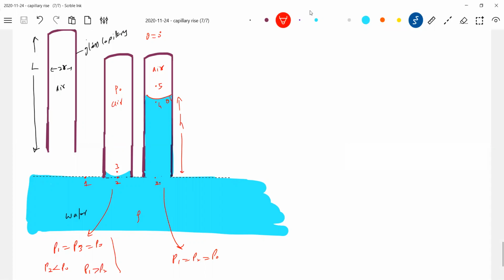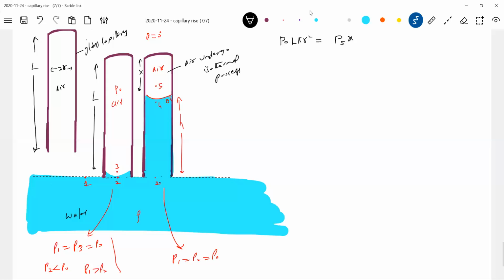What happened? The air which was present in this column of length L got compressed, no? And it will undergo an isothermal process. If the air undergoes an isothermal process, what shall we write? P naught into L pi r square initially. Final pressure P5. What is the length of that? Let it be X.